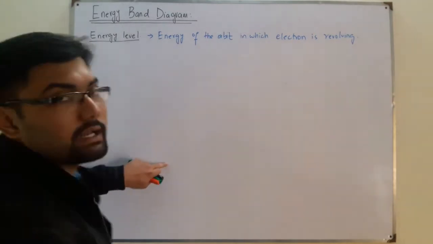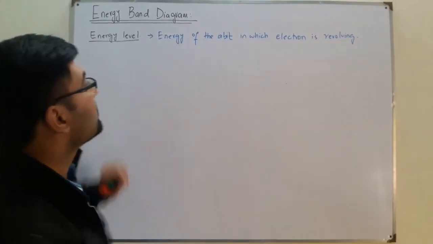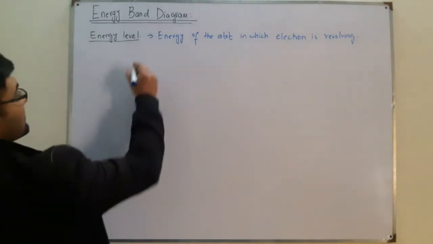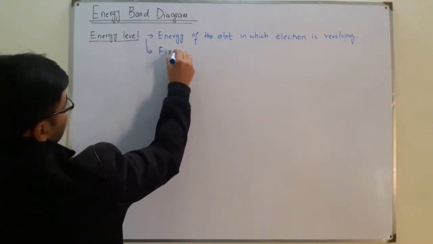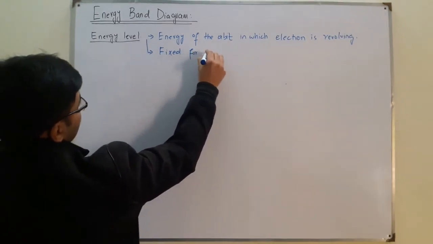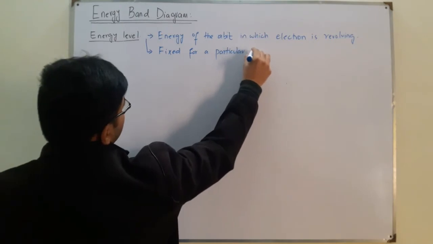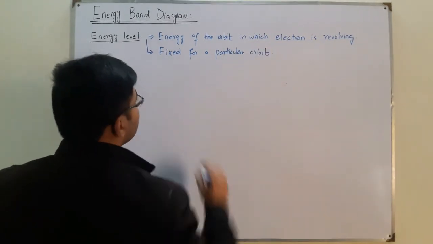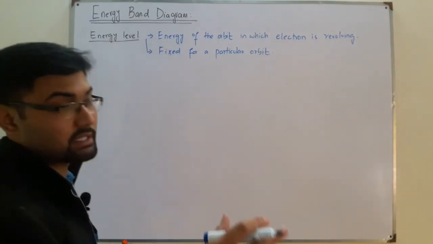For the first shell, we have a fixed amount. For the second shell, we have a fixed amount. For the third, we have a fixed amount, right? So, we write it down as well. Fixed for a particular orbit. For the first shell, we have a particular amount. For the second, we have a particular. For third, we have a particular.